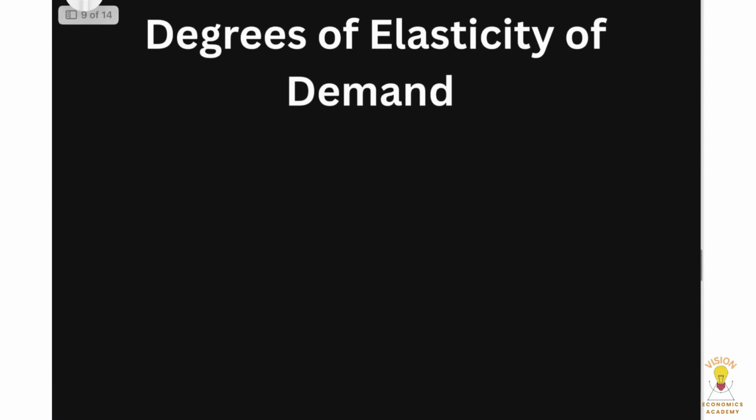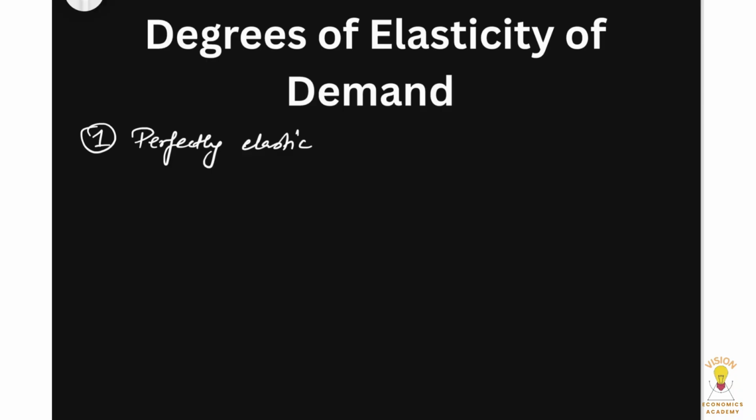Now there are 5 degrees of elasticity of demand. First is perfectly elastic. Now it's a theoretical concept. It is not possible in real life. So perfectly elastic demand says that at a particular price there is infinite change in the demand, right? And the demand can also become suddenly zero if there is a slight rise in the price.